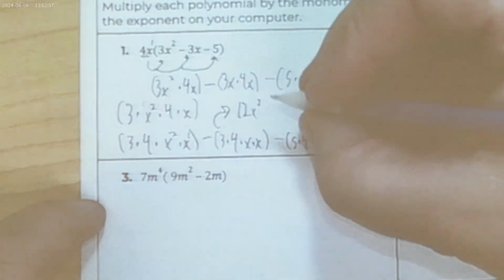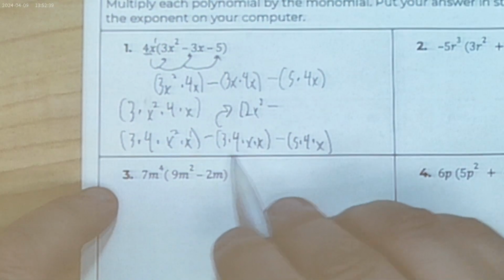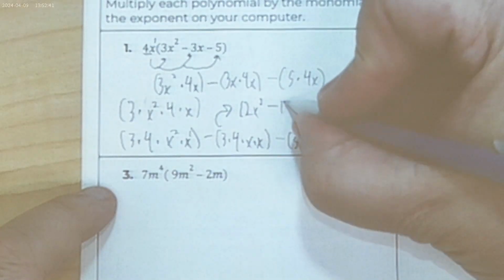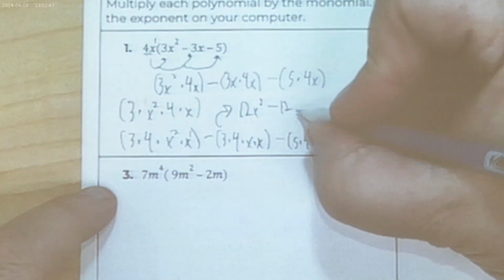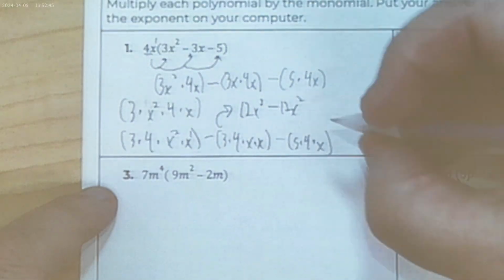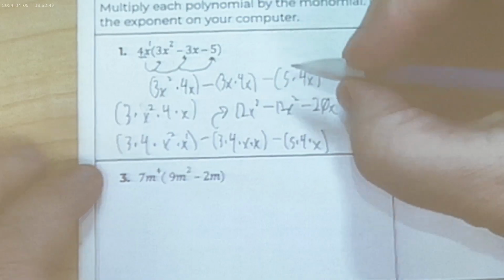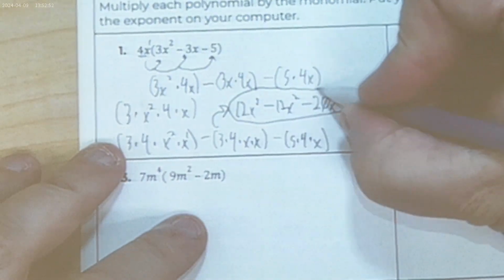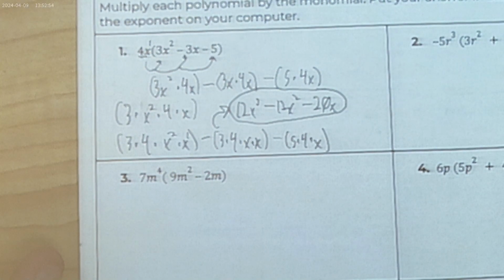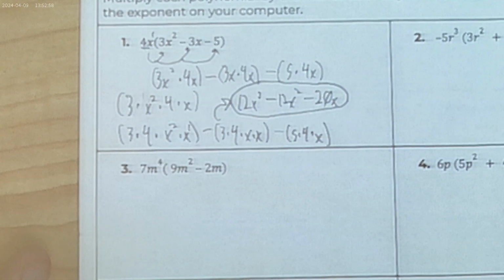And that's the first term, minus 3 times 4 is 12, x times x is x squared, minus 5 times 4 is 20, x. And there we go. Yeah, that's how we do it.